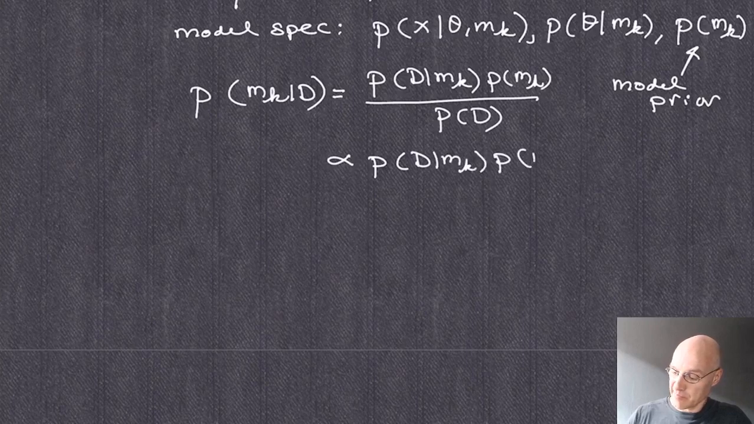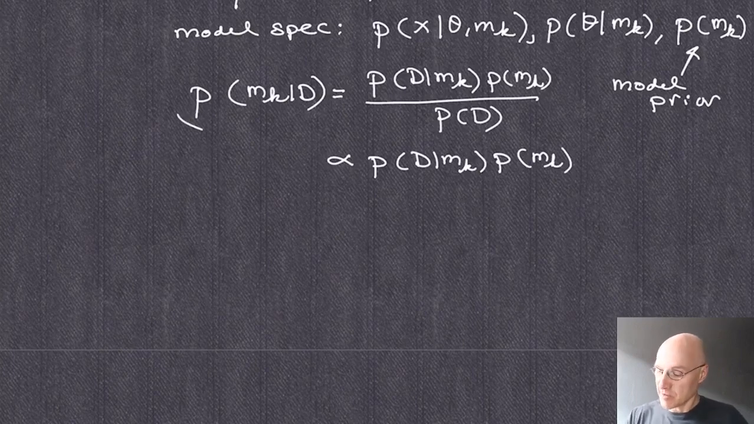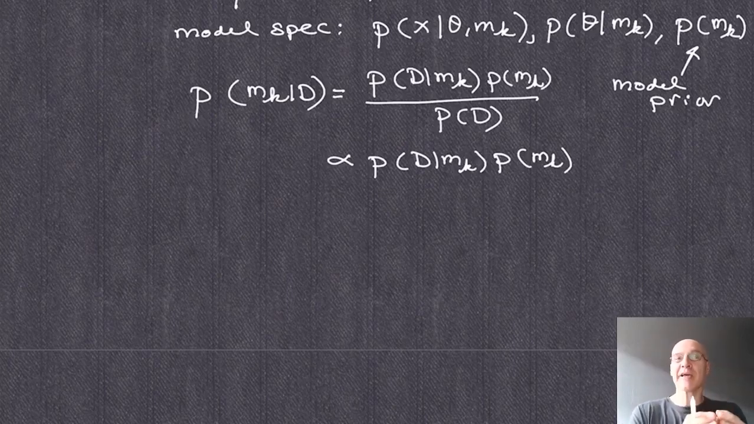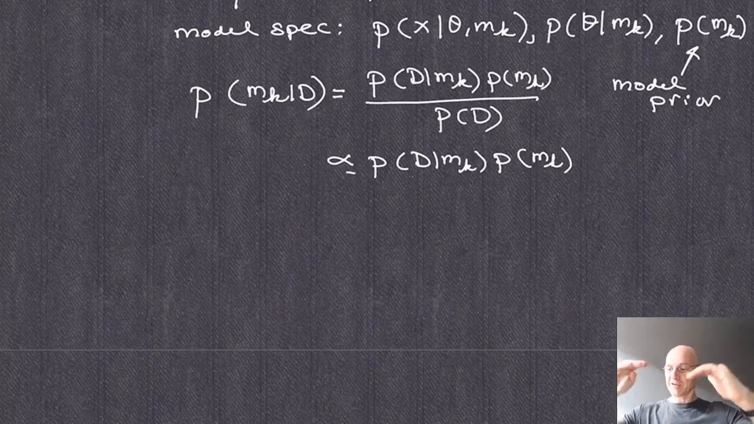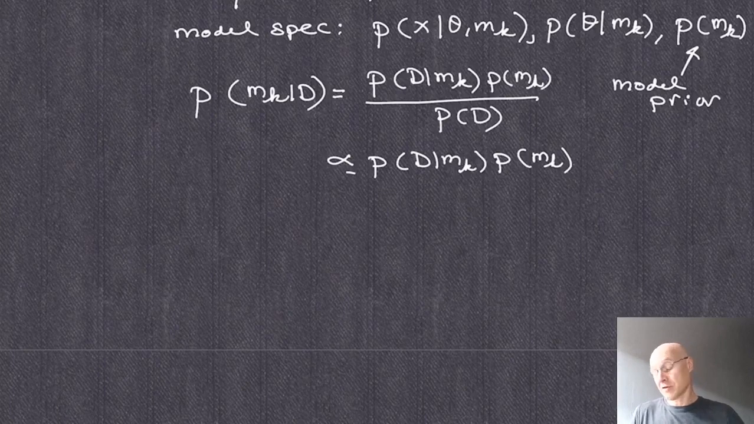Note that I'm interested in the probabilities for mk. P of D is not a function of k, so that's just a scaling factor. That's going to be a constant, and we can always compute that by renormalization later on. What I'm interested in is the relative probabilities of the various mk's.